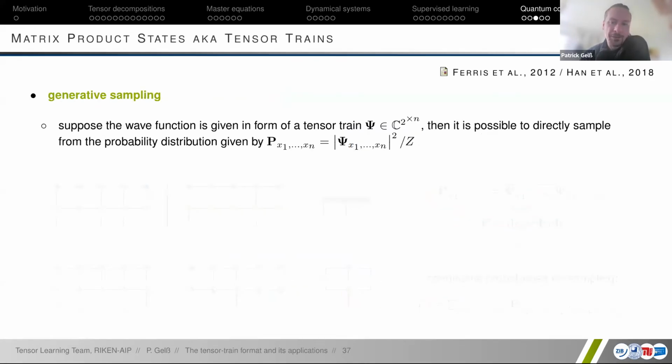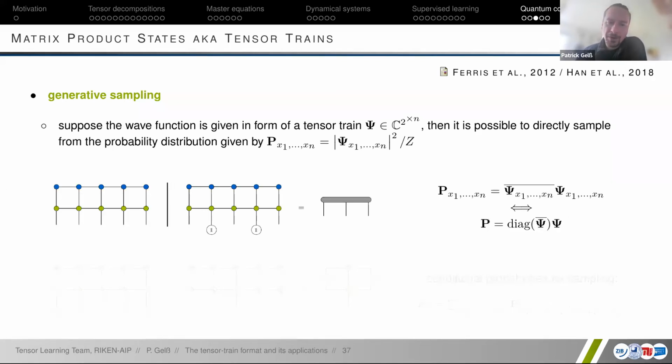Okay, then one very important aspect why we are interested in combining MPS, MPO, TTT, and quantum circuits. There's a generative sampling technique, which I think is well known in the community of tensor-based quantum physicists, which is not so large. But this is quite simple.